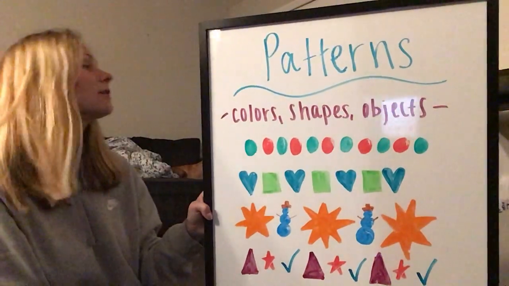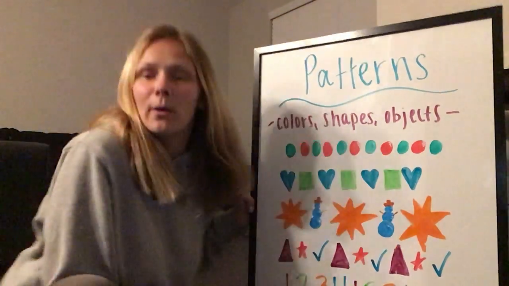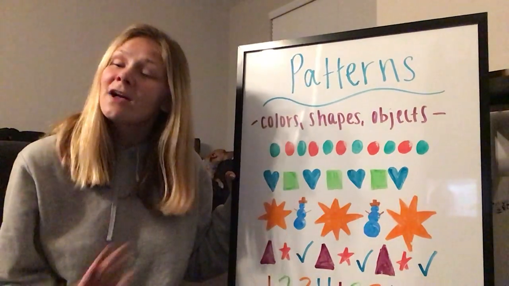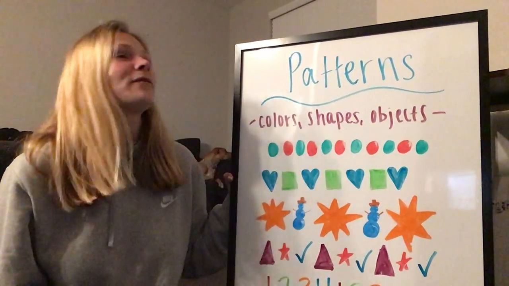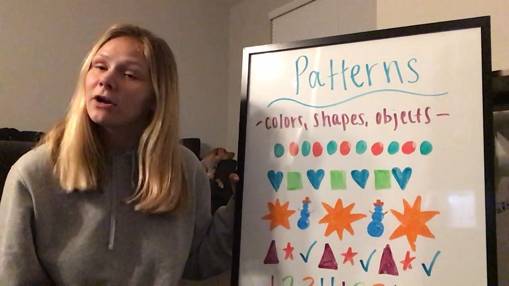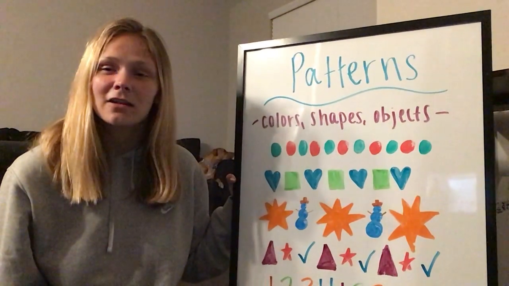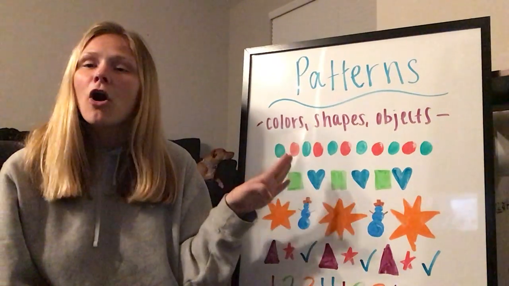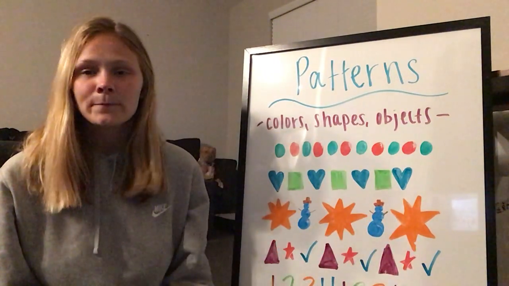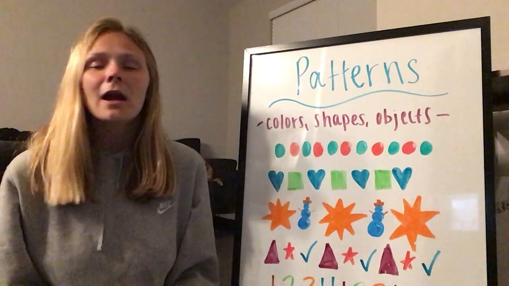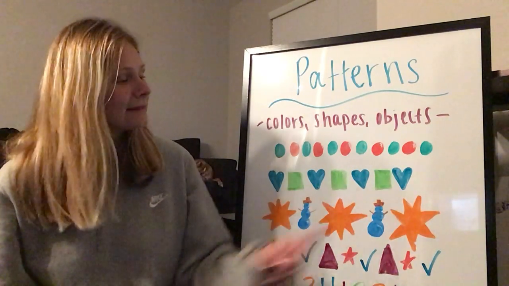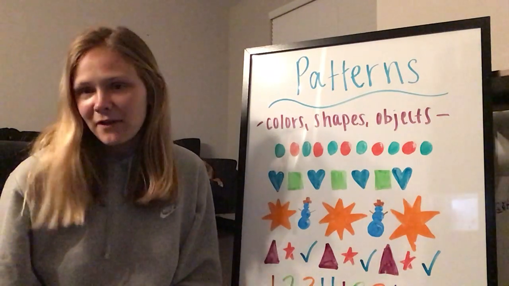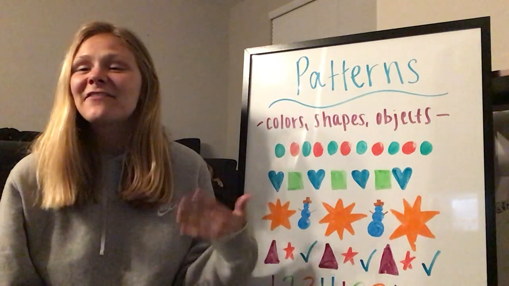Scholars, patterns are so easy to find everywhere. You can find patterns on shirts. If you have stripes or polka dots, you could find patterns maybe on your blanket, has different colors on it. But remember, when you look at patterns, they are always gonna stay in that same order. So at the end of my pattern right here, I'm not gonna have a blue ball. At the end of my pattern here, I'm not gonna have an orange smiley face. Your patterns have to stay in order.